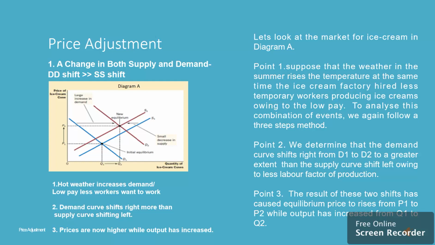Firstly, the summer weather increased demand for ice cream from D1 to D2. Secondly, the worker shortage caused a decrease in supply from S1 to S2. In this example, the demand curve has shifted right from D1 to D2 to a greater extent than the supply curve shifting left, S1 to S2. The result of these two shifts has caused equilibrium price to rise from P1 to P2 while output has increased from Q1 to Q2.